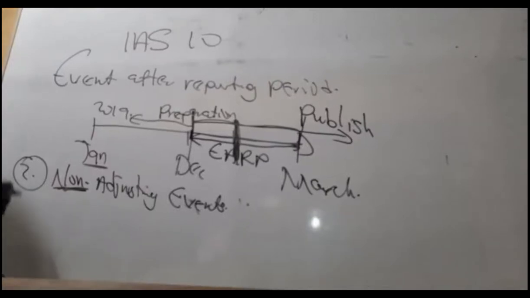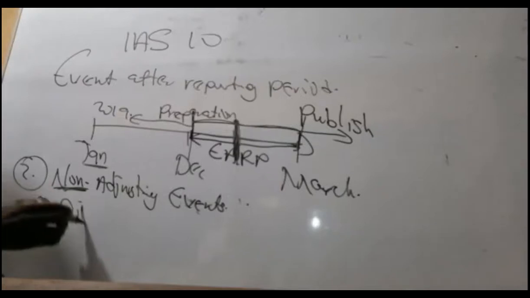Good. Now we have to look for examples of non-adjusting events. Here the examples are not many. There are only two examples, and out of the two, your examiner likes one. I'll disclose it for you. So the first example is dividend. Let me cite this.